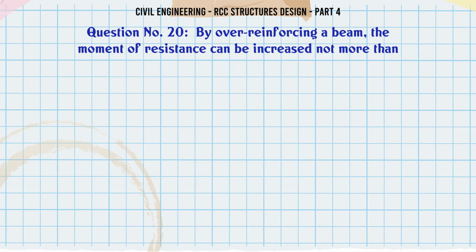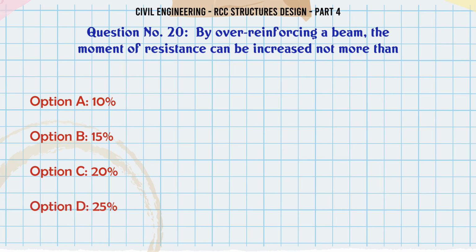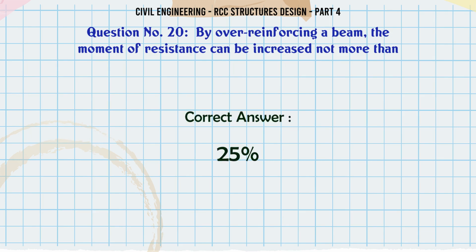By over-reinforcing a beam, the moment of resistance can be increased not more than A. 10, B. 15, C. 20, D. 25. The correct answer is 25.